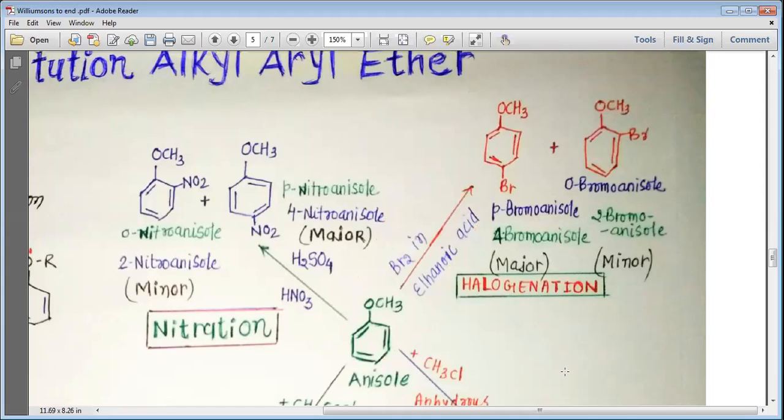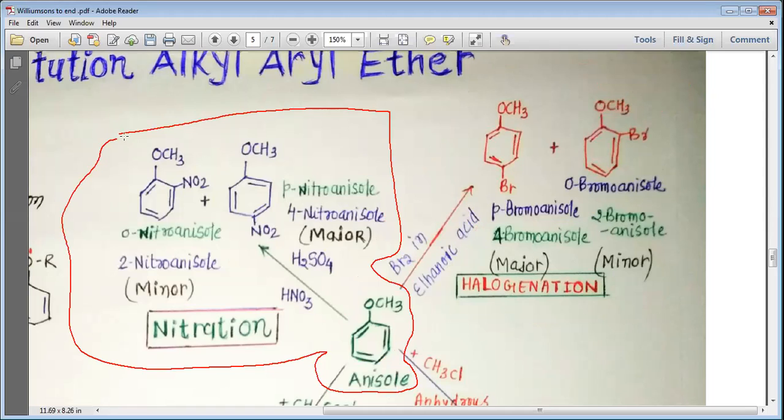Now, my dear students, we are going to study the nitration of anisole. The nitration of anisole is done in the presence of sulfuric acid and HNO3. Due to nitration, we get ortho-nitroanisole, also known as 2-nitroanisole, and para-nitroanisole, also called 4-nitroanisole. Remember that the ortho product is minor, whereas the para product is major due to the steric hindrance.